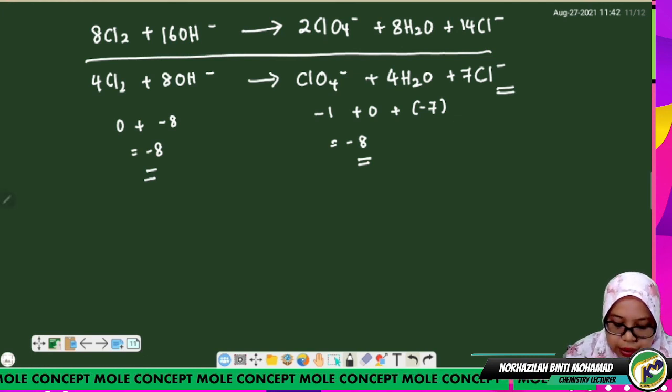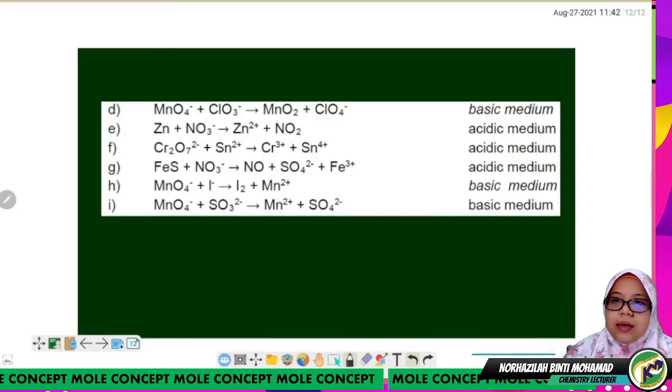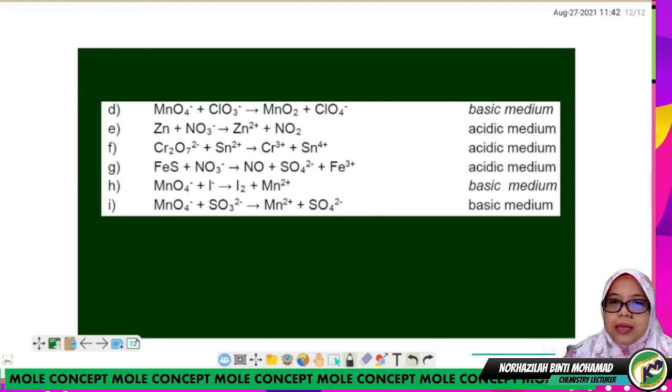Okay, so right now I have 6 equations that I want all of you to balance. By using the same method I have taught you earlier, I hope that you can answer these equations correctly. So that's all from me.